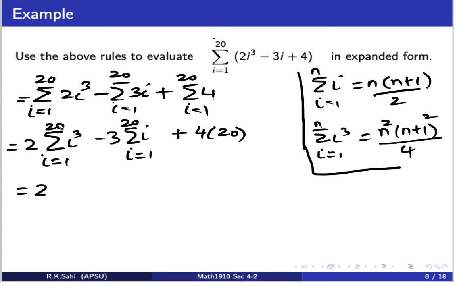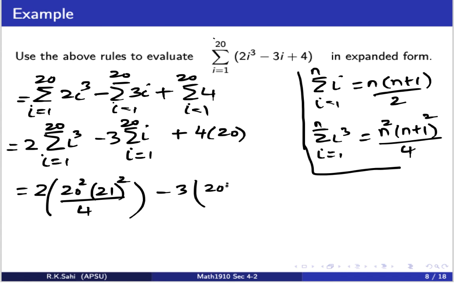Now, for the i cubed, that's what we apply. What is my n? n is 20. So this is 20 squared times 21 squared over 4. Then minus 3 times, with n being 20, 20 times 21 divided by 2. Then plus 4 times 20, which is 80.